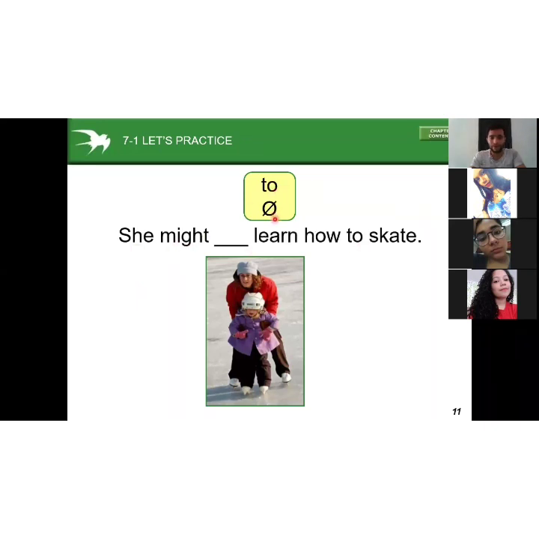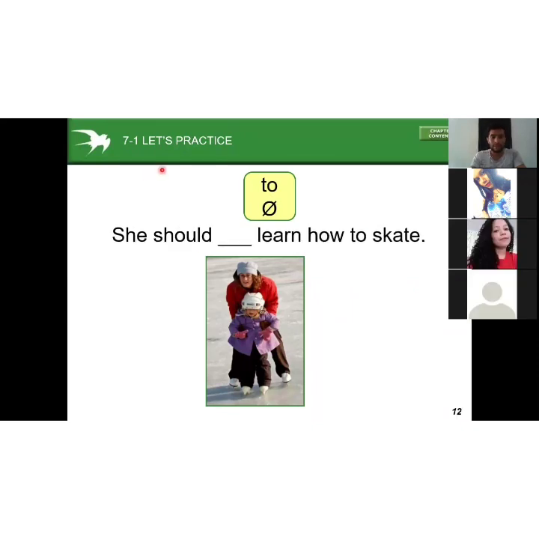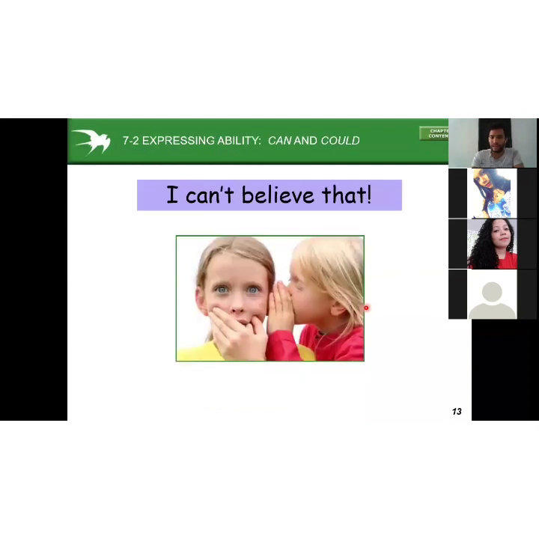She to or not to? No, no to. So she might learn how to skate. Great. How about this one? Should to or no to? No. So like this, she should learn how to skate. So this is easy, right? Because we know how to use them.